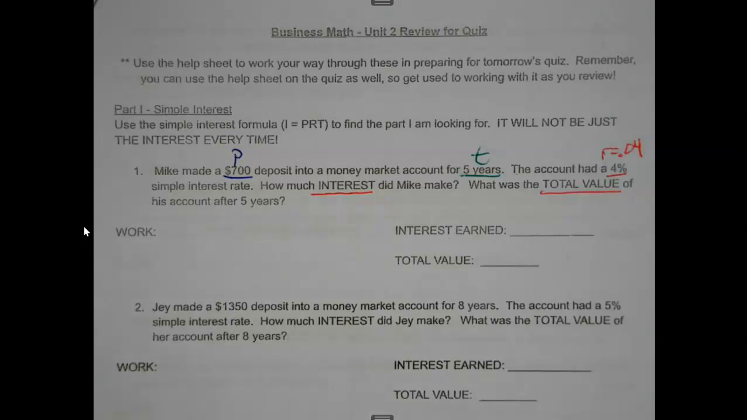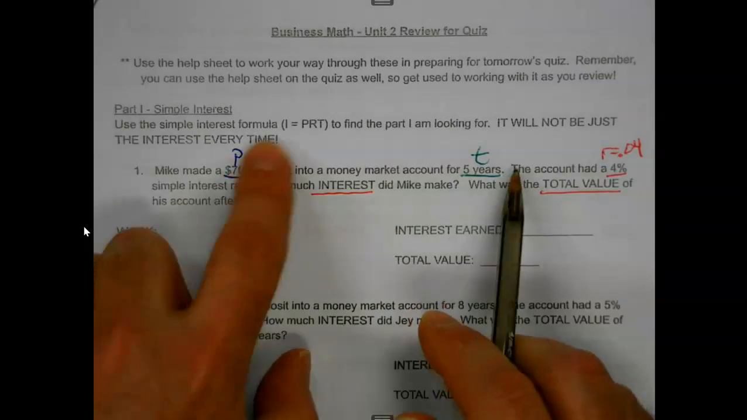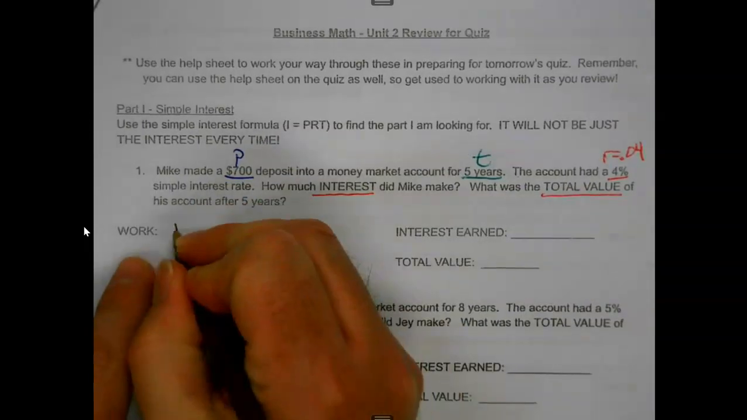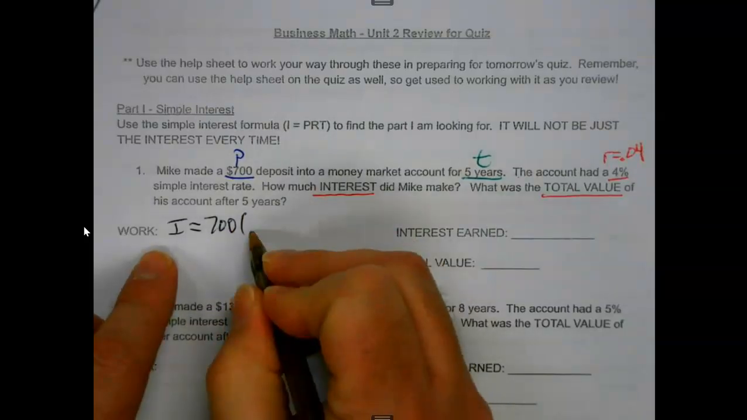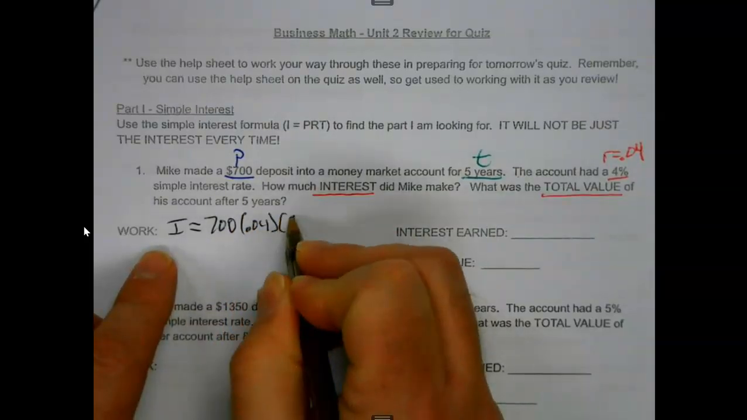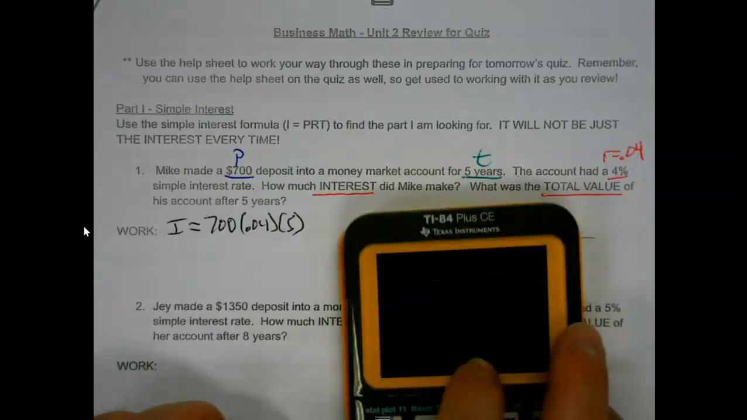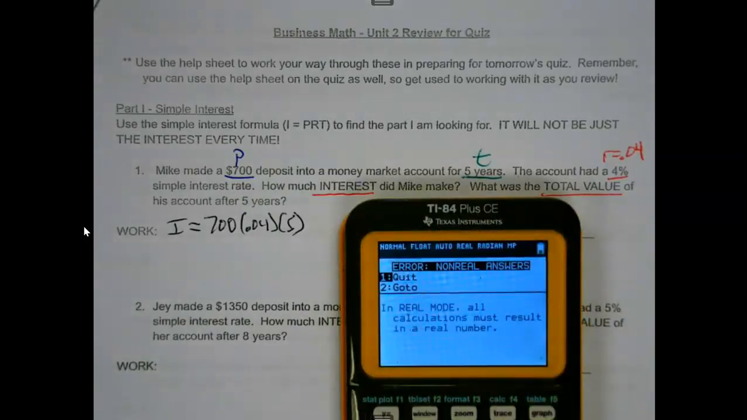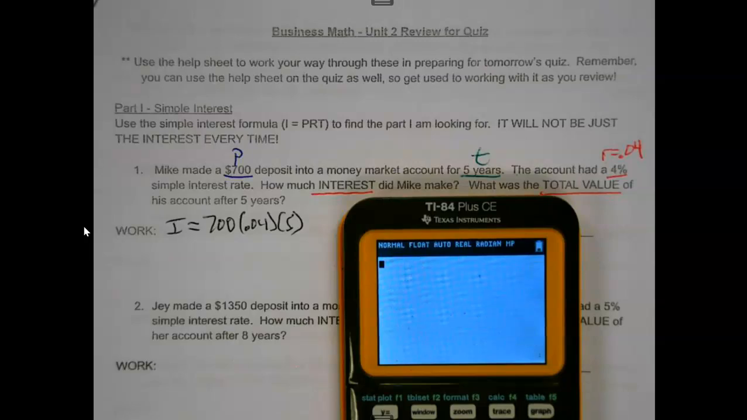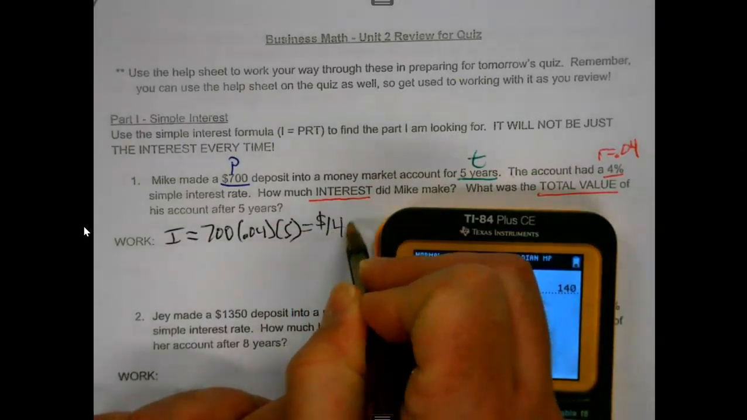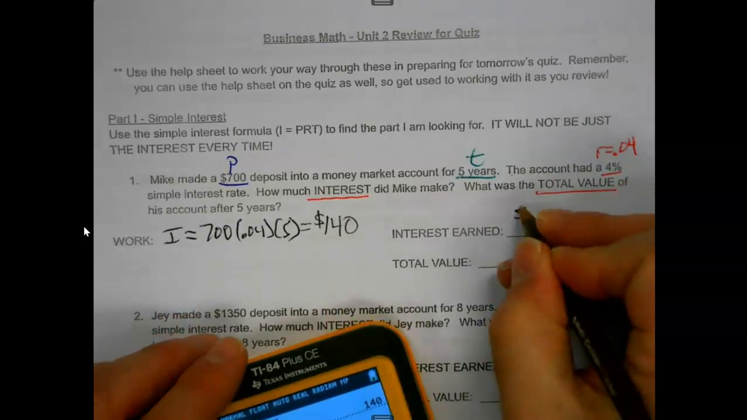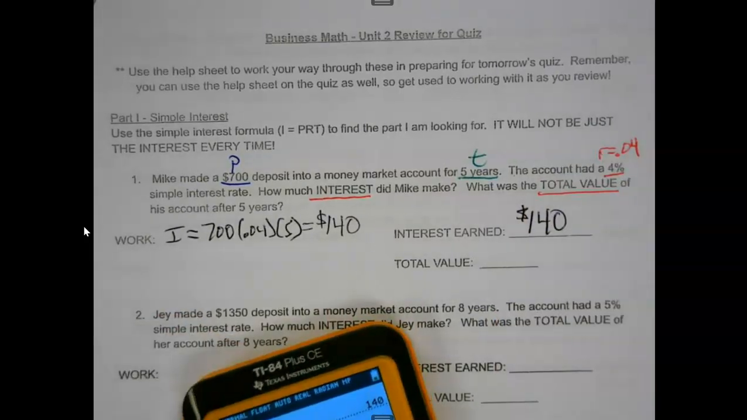So, do I have everything I need? I got P, I got R, I got T. Yes, I do. So my interest is principal times rate times time. Oops, let me get out of there. That is not what I need. Okay, so my interest is $140. Okay, I earned $140. That's cool. More money in my pocket.